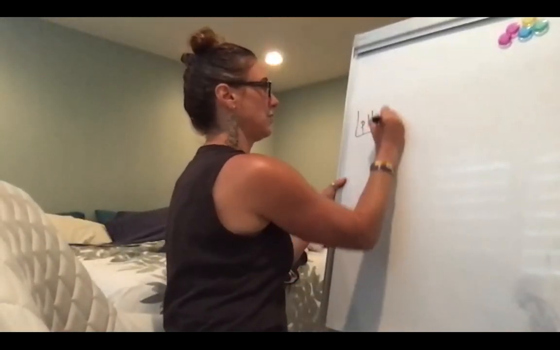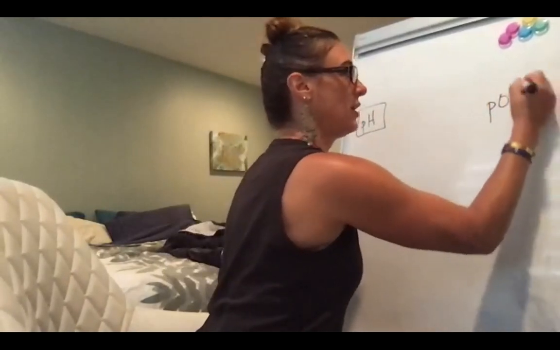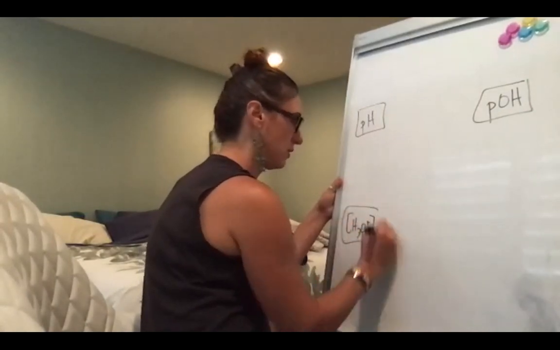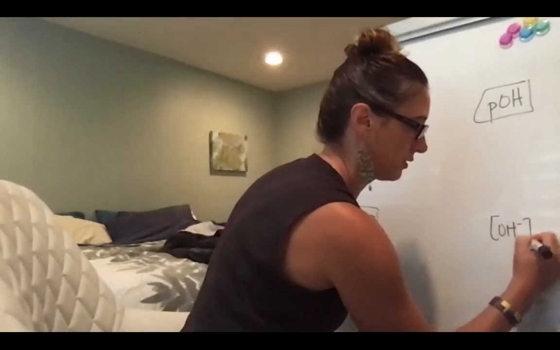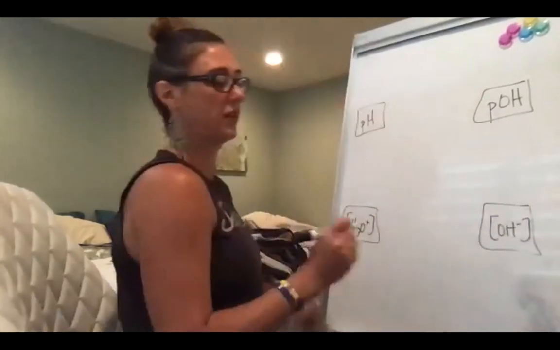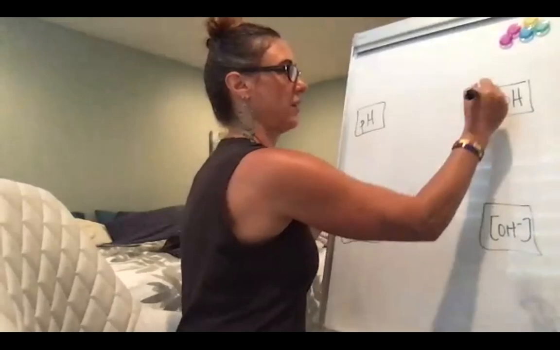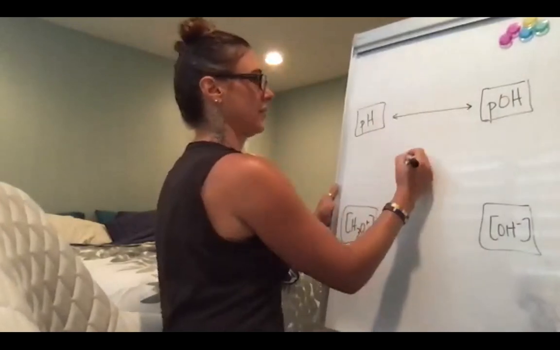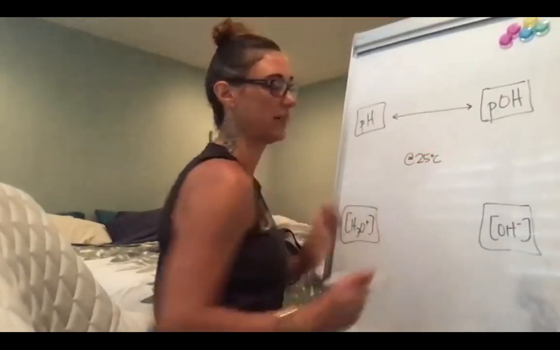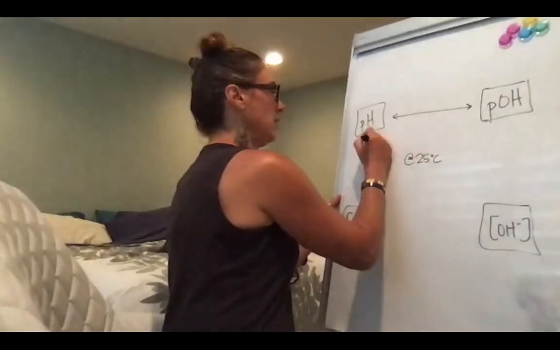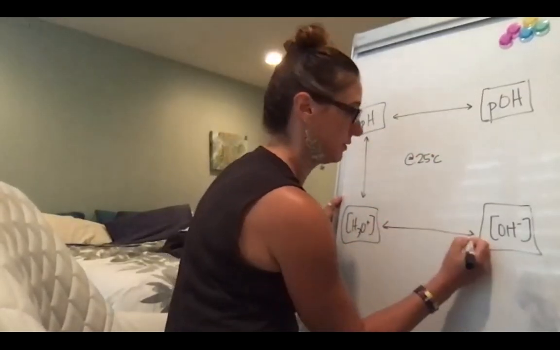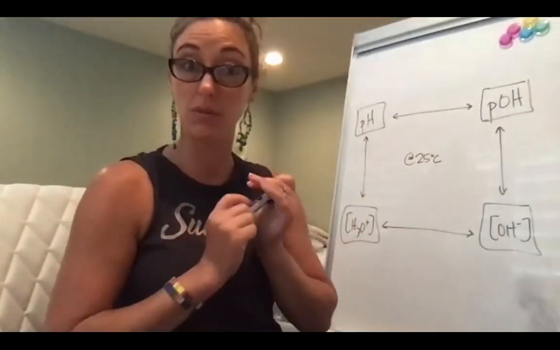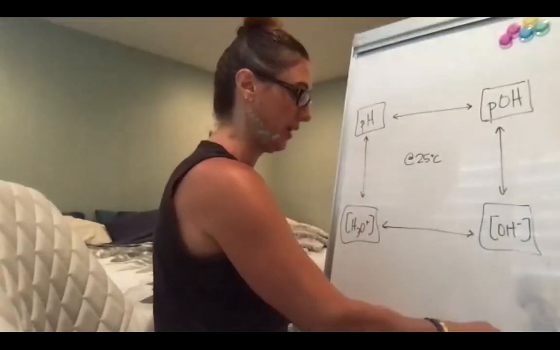So these are the 4 values you could know about an acid-base solution: pH, pOH, hydronium ion concentration, and hydroxide ion concentration, okay? Those are your 4 different values that you should be able to calculate for acid-base solutions. Now, at 25 degrees Celsius, and we're going to assume that all of these are at 25 degrees Celsius, if I give you one of these values, you should be able to find all the other three, okay?